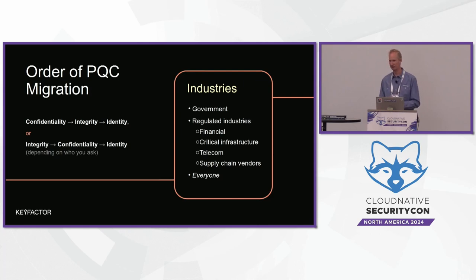Critical infrastructure has also been working on it for a couple of years. Telecom 6G is going to use post-quantum algorithms solely, only. There's not going to be any classic algorithms in 6G networks. And with the supply chain vendors, I don't mean the software supply chain, but I mean every other product or vendor which is used by these other guys is going to have to be updated, which means, in the end, it's going to be everyone.